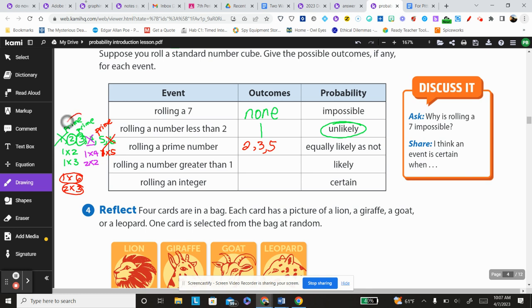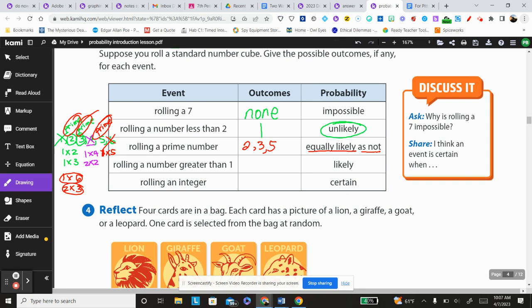Okay, 2 is prime. 3 is prime. 5 is prime. But 1 is not, that's why it's got a big X over it. 4 is not, and neither is 6. So 3 are prime and 3 are not prime. So we say that it is equally likely as not. In other words, it's equally likely to land on a prime as it is not to land on a prime.